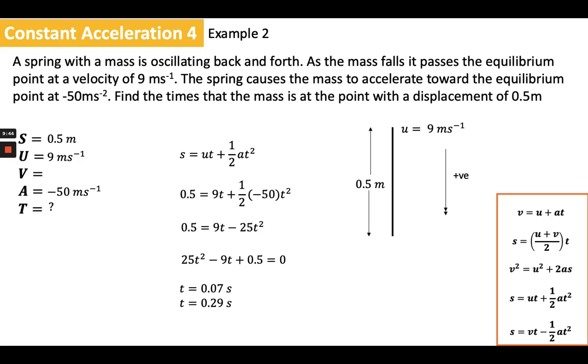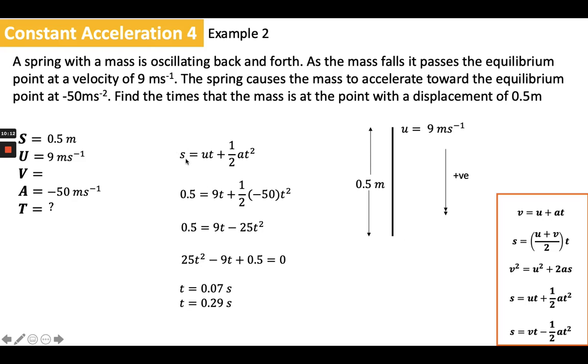But I need to understand what this is asking me, or what information is telling me, because occasionally I need to interpret this. I've got a situation where a mass on a spring has travelled 0.5 meters having started at a speed of 9 meters per second. It's passed here after 0.7 seconds. It's then continued on, and at 0.29 seconds is back at this point. Because this is what this equation has told me.